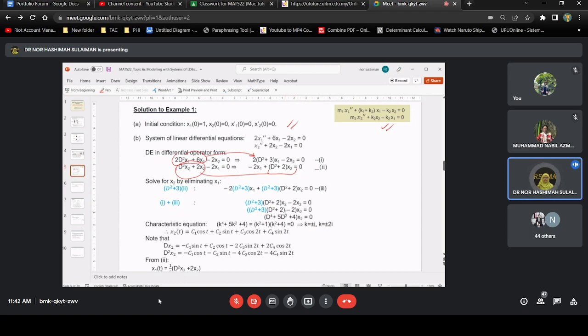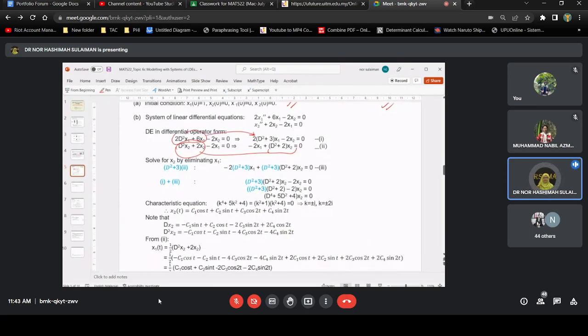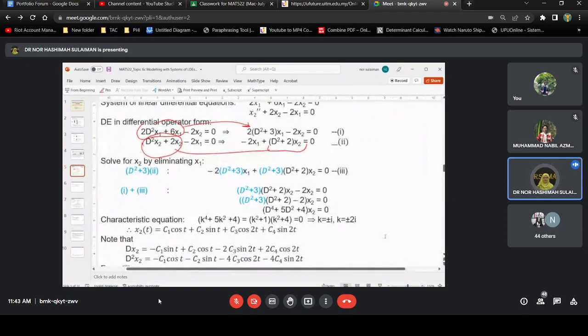And then we factor out, you take out the x2 ni kat luar, so you can dapat d squared plus 3 multiply by d squared plus 2 minus 2, and then simplify the differential operators ni, the terms in the differential operators ni, so you end up getting this d to the power of 4 plus 5d squared plus 4 in terms of x2 equals to 0 macam biasa tengok tak ada benda baru pun, ulang balik kaedah yang sama.